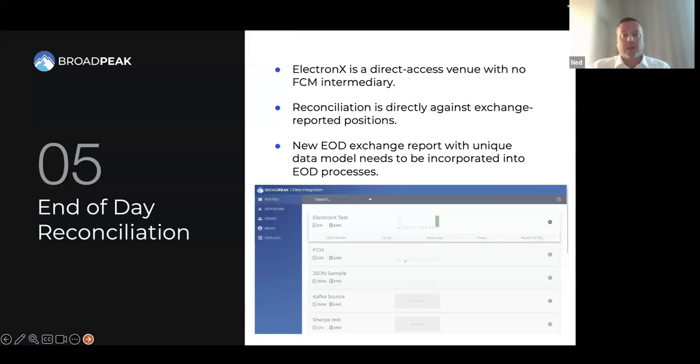One unique aspect of Electron-X is that it's a direct access venue. So there's no FCM standing in the middle. The FCMs aren't a part of this now. You deal directly with the exchange.